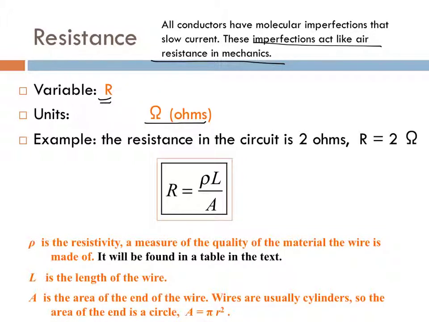If we wanted to calculate the resistance in a circuit, we could actually use this equation, where rho is the resistivity of the material. Again, this is a measure of the quality of the material that it's made out of. L is the length of the wire, and A is the area of the wire. Again, wires are usually cylinders, so we're going to be using pi r squared as our area for most conditions.